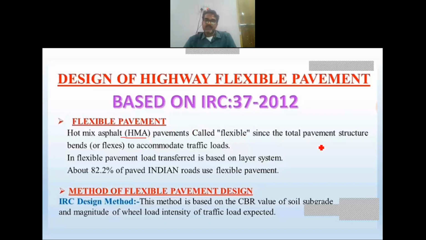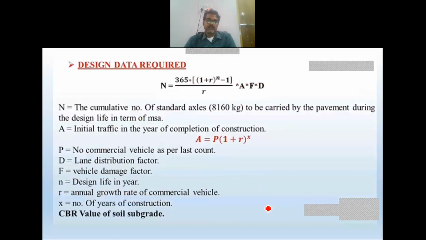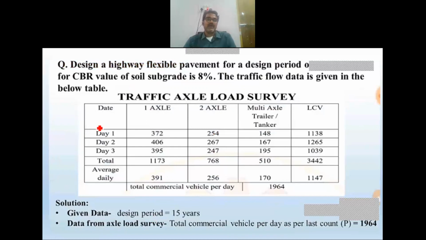Now, it is flexible since the total pavement structure deflects under the load application. In India, 82.2% of roads are flexible pavements, and loads are transferred through multiple layers. Now, the IRC design method uses the CBR value of the soil subgrade. You know this expression for the cumulative number of standard axles. The N value is calculated using the expression we have already seen. Now, see the numerical problem.